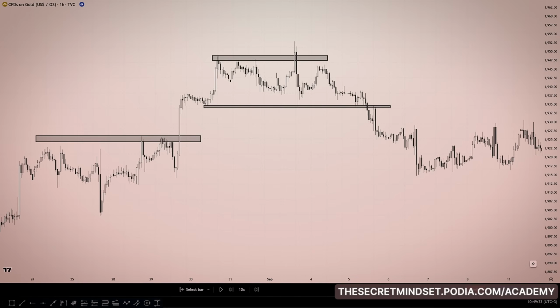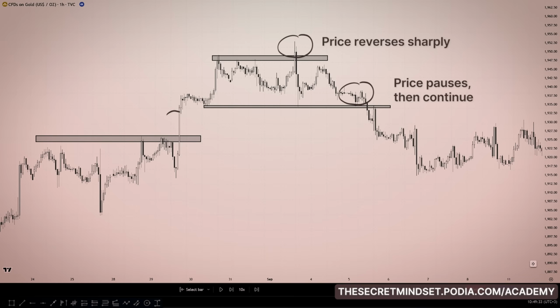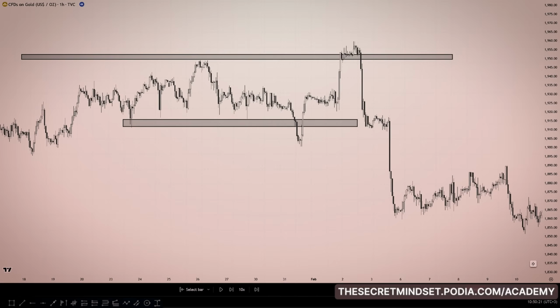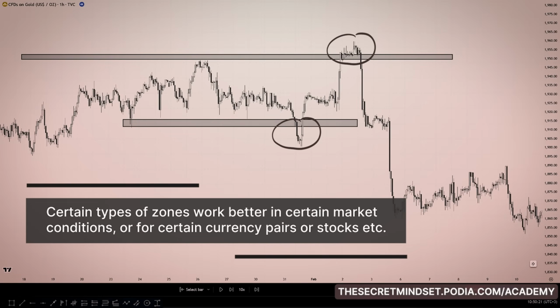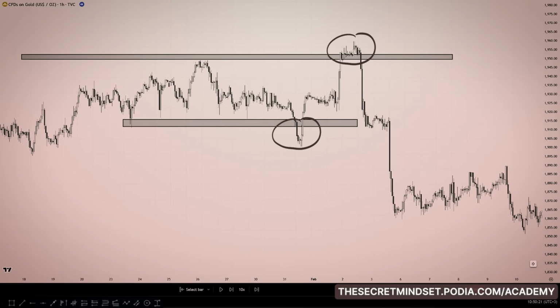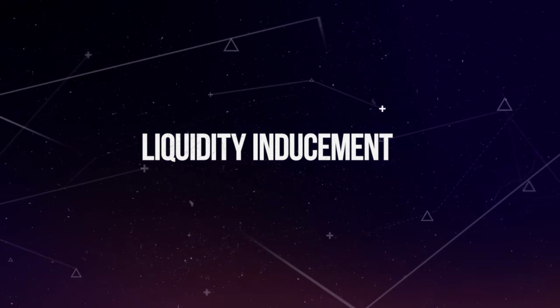Also, pay attention to how price reacts when it reaches a liquidity zone. Does it reverse sharply? Does it pause and then continue? Or does it blow right through? This can give you clues about the strength of the move and what might happen next. You might notice that certain types of zones work better in certain market conditions or for certain currency pairs or stocks. This is where keeping a detailed trading journal with your findings can be incredibly valuable, allowing you to refine your strategy over time. Now, let's talk about liquidity inducement.